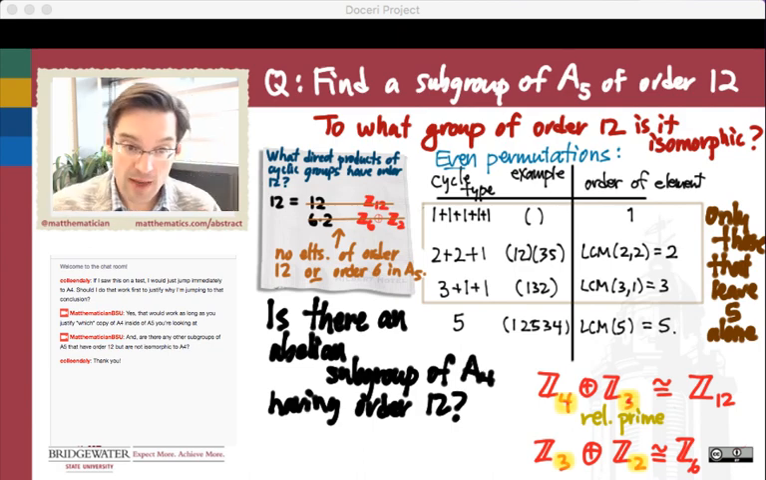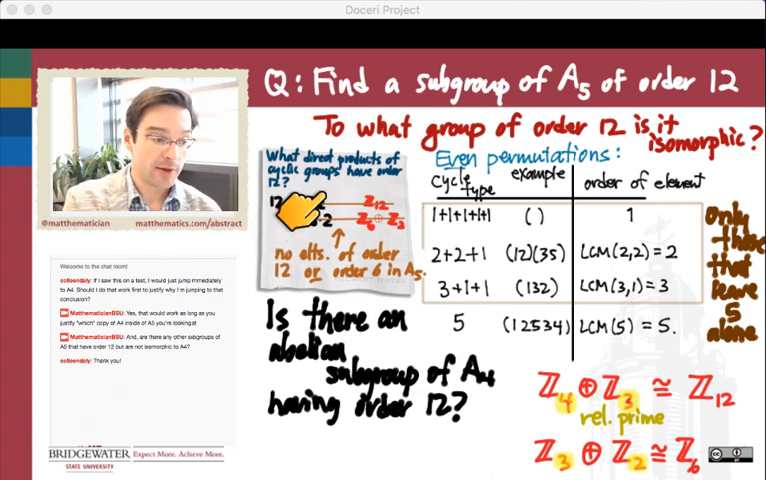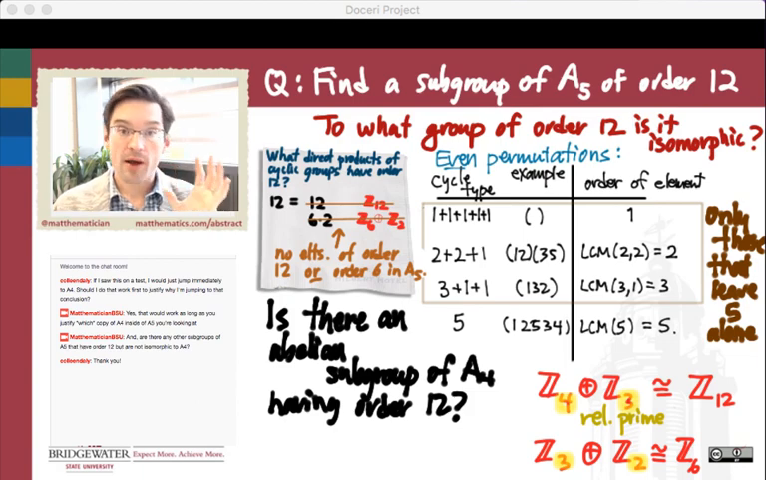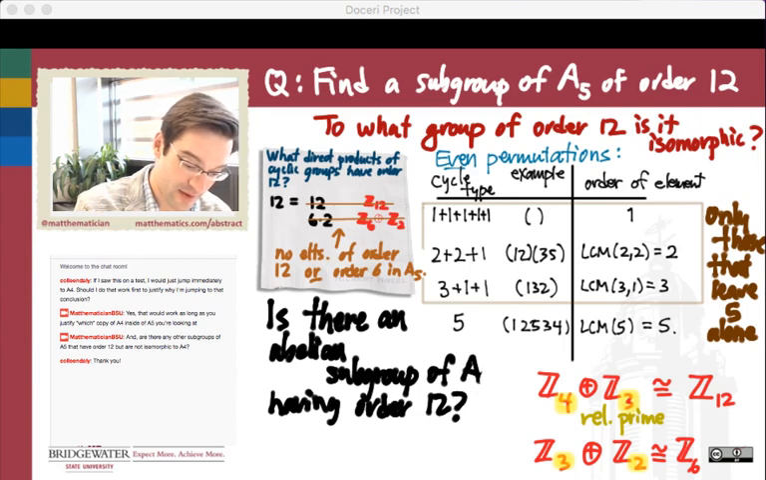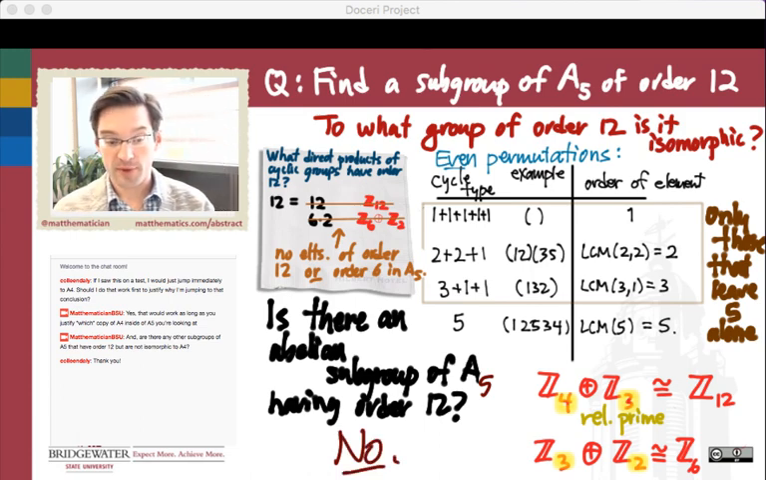And it turns out, again by the fundamental theorem that we're working towards this semester, that these two abelian groups, Z12 and Z6 direct product Z2, are the only possible abelian groups of order 12 up to isomorphism. And so we have to conclude here that there is no abelian subgroup of A4, I guess I did mean A5. That's a typo. That has order 12. We've ruled out all of those possibilities.